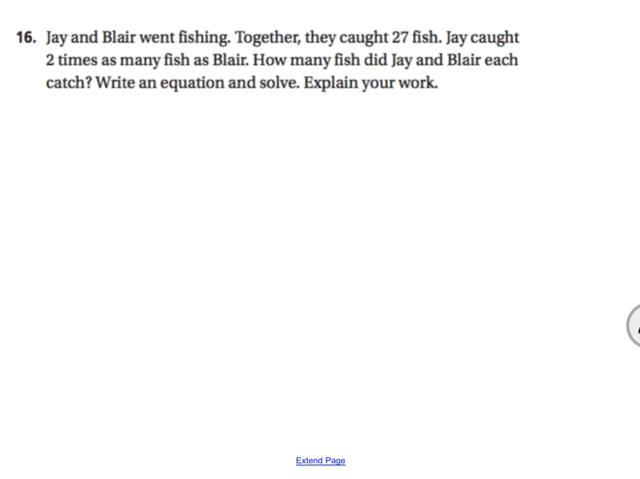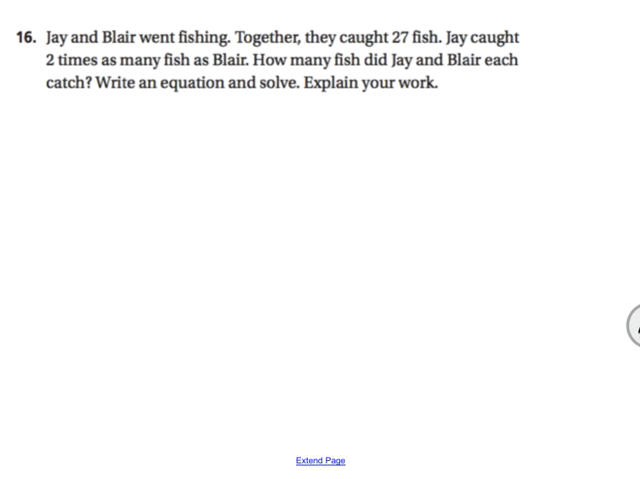16. Jay and Blair went fishing. Together they caught 27 fish. Jay caught 2 times as many fish as Blair. How many fish did Jay and Blair each catch? Write an equation and solve. Explain your work. Okay. Well, boys and girls, I'm going to show you drawing a bar model because many of us are still struggling with that.